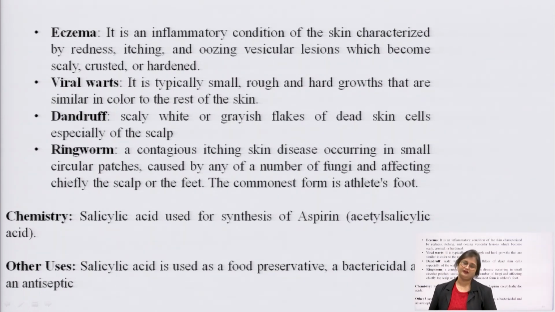Now, if we talk about the chemical use of salicylic acid, it is used for synthesizing aspirin. The most common non-steroidal anti-inflammatory drug, aspirin, which is acetyl salicylic acid. So, it is the starting material for synthesis of aspirin. Other uses of salicylic acid include, it is used as a food preservative, it is used as a bactericidal and an antiseptic.